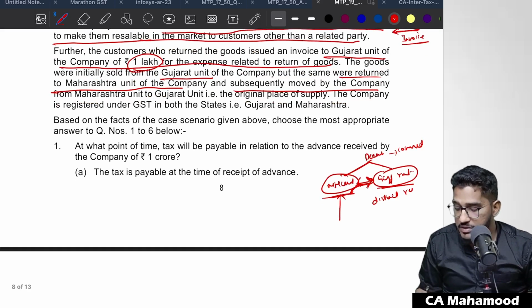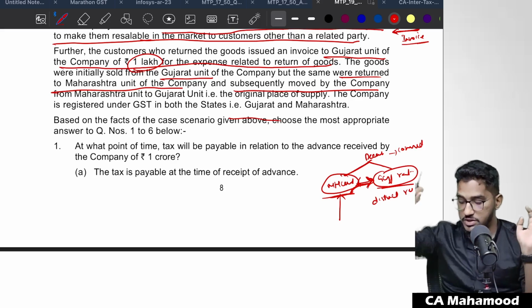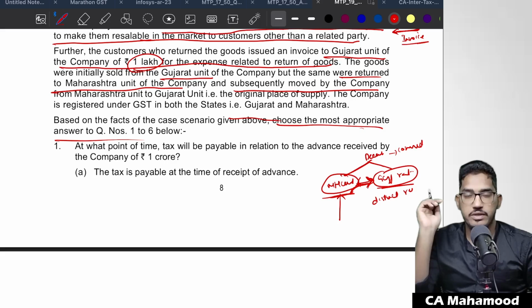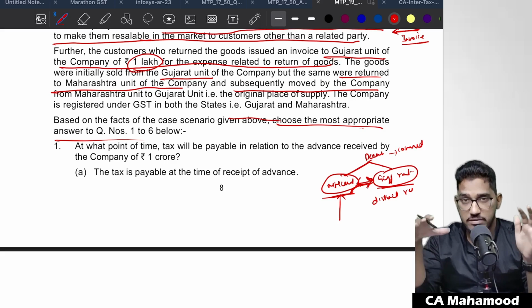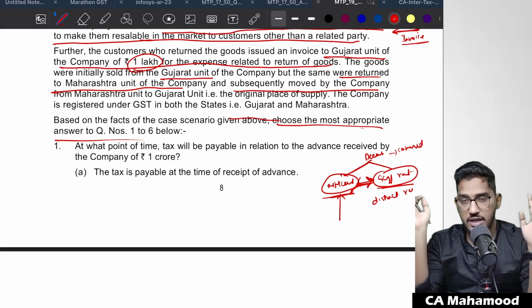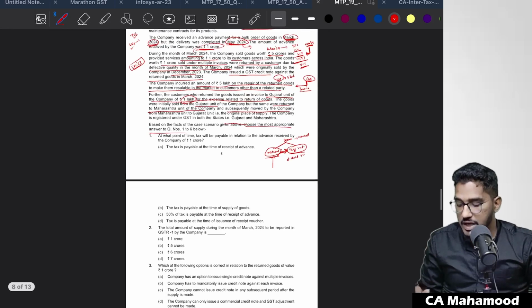Then the company is registered under GST in both the states. It is registered in the Gujarat state, and it is also registered in the Maharashtra state. Next, what else do they say? Based on the facts of the above case scenario, choose the most appropriate answers for the questions given below. So on the basis of the above facts, they are asking us to answer some questions. Let us see the questions and try to find the answers. So starting with question number 1.